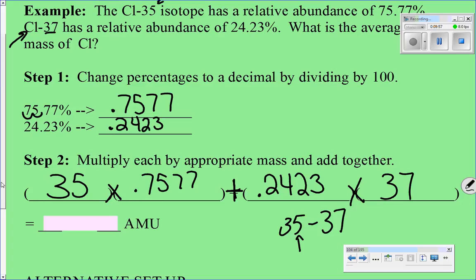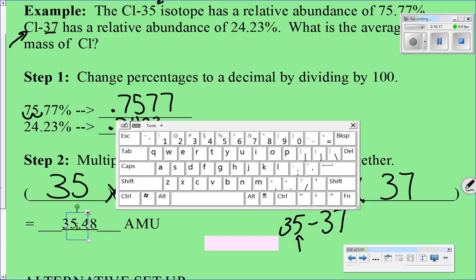I'm just checking my math here. I've made a lot of mistakes in this video. Don't want any more. So we should come out with an average of 35.486, which we're going to round down a little bit and call this 35.48 and use.